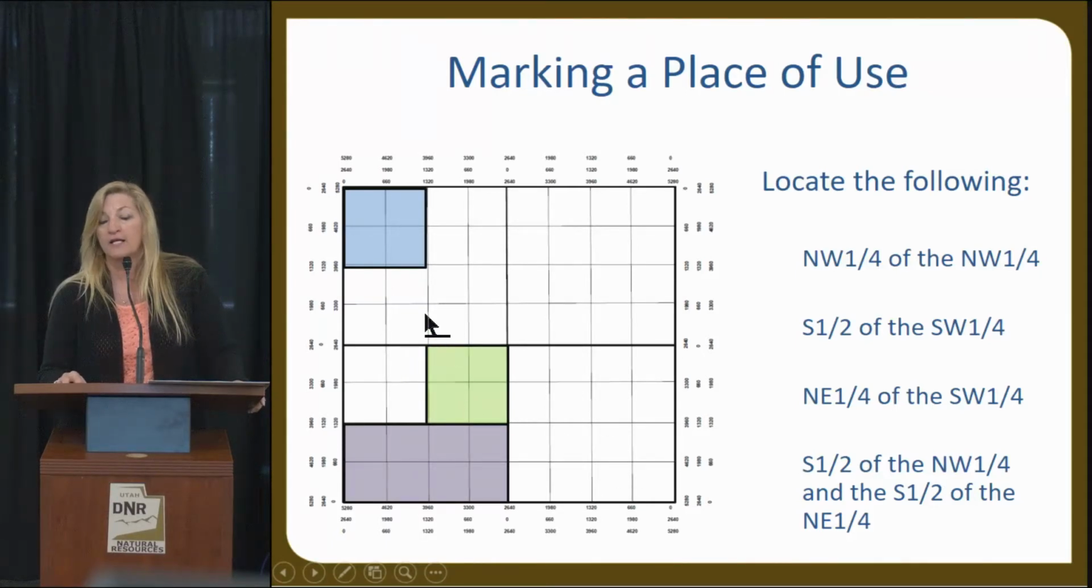So we're in the southwest quarter, and then we're going to go in the northeast quarter of the southwest quarter, okay? Now, say you have a large ranch, and it's going to be more than just in 1 quarter section. So you're going to say in the northwest quarter, it's going to be the south half, and in the northeast quarter, it's going to be the south half, and so your place of use will look like that.